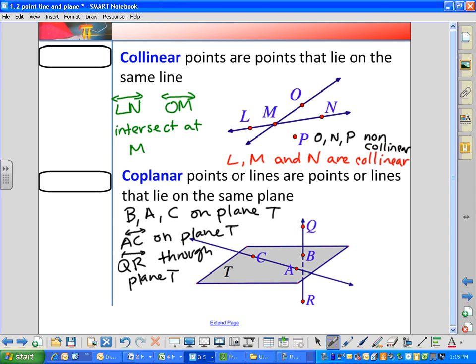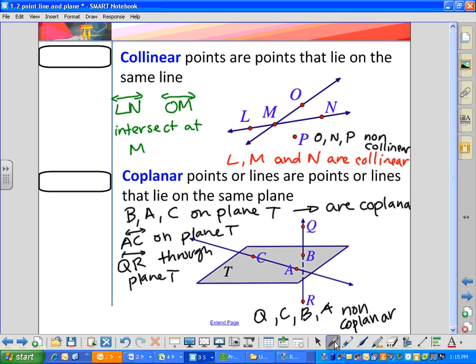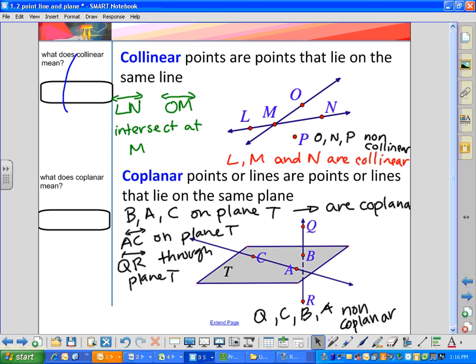So in this particular picture, points B, A, and C, those points are coplanar. However, maybe points Q, C, B, and A are non-coplanar because they do not all lie on the same flat surface. So a couple of questions that you might write here. What does it mean to be collinear? What does it mean to be coplanar?